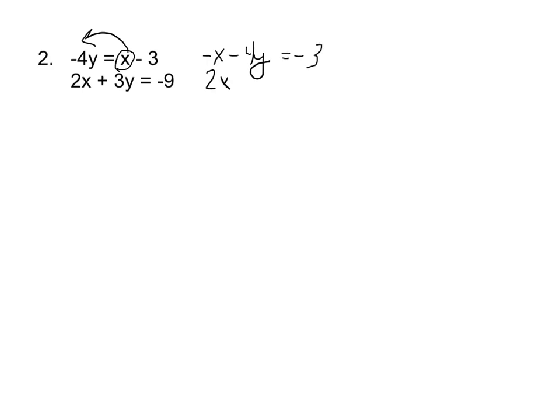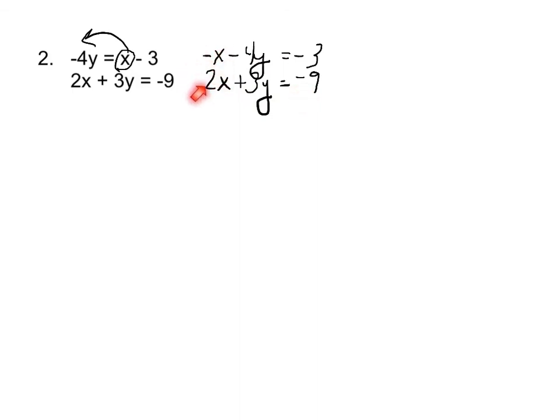The second equation is 2x plus 3y equals -9. Everything is now lined up, ready to go. So let's look at our x's or our y's. They both have a negative and both have a positive, so that's okay. If we wanted to get rid of our y's, you'd have to make them both 12, which means you'd multiply the top equation by 3, the bottom equation by 4.